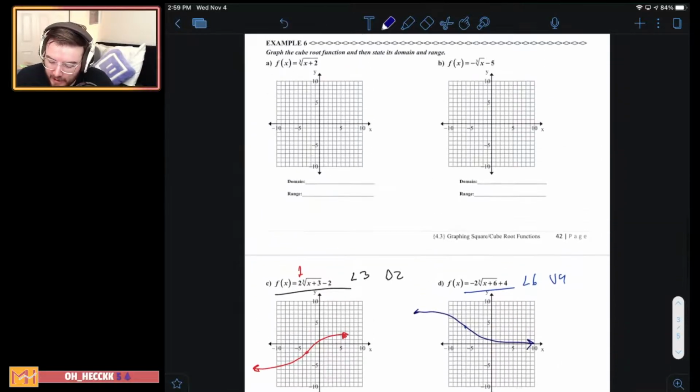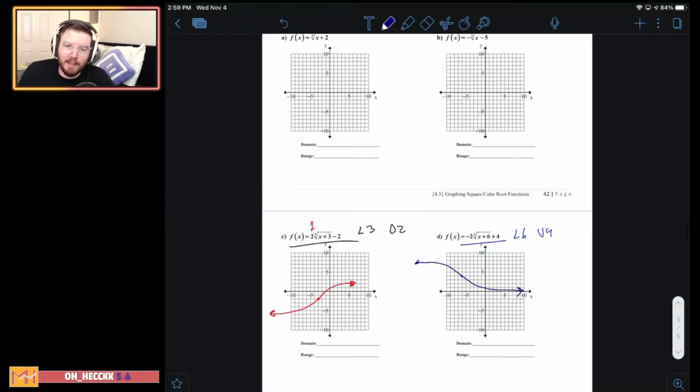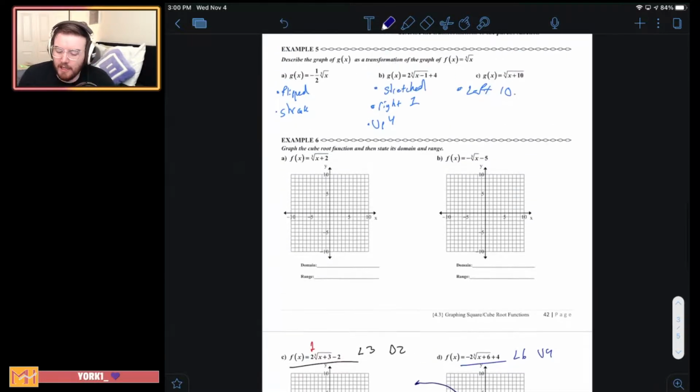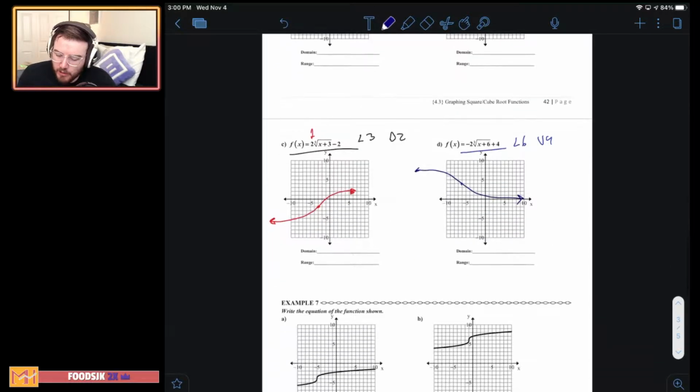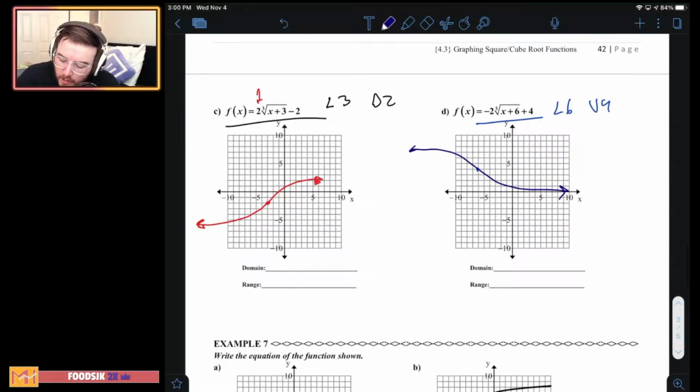I'm just now realizing that it was asking domain and range and the graph. I skipped these two thinking they just asked for domain and range. They both ask you to graph and state the domain and range. So let's just go ahead and now state the domain and range on these two.